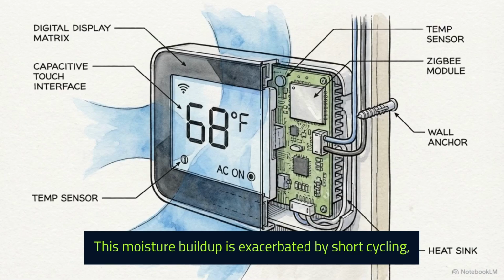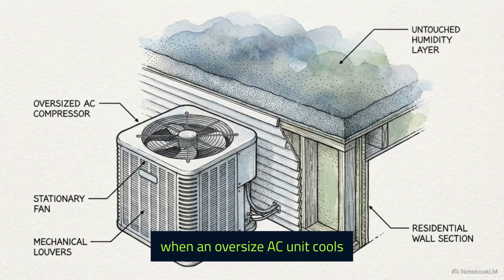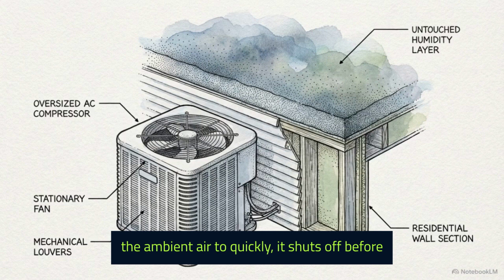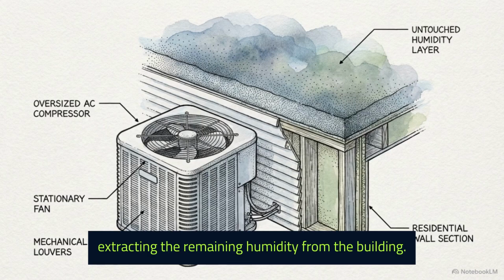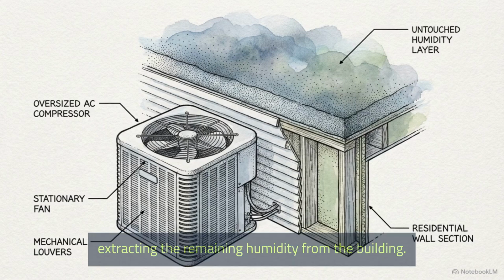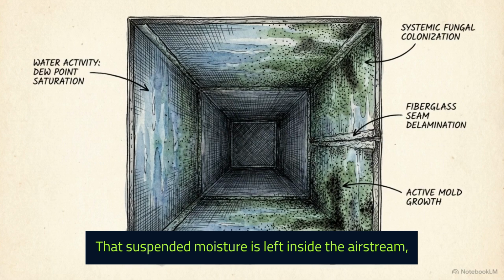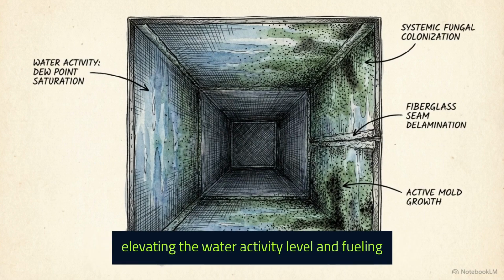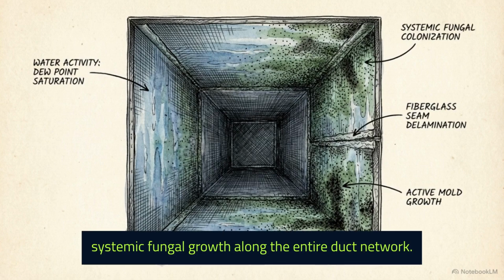This moisture buildup is exacerbated by short cycling. When an oversized AC unit cools the ambient air too quickly, it shuts off before extracting the remaining humidity from the building. That suspended moisture is left inside the airstream, elevating the water activity level and fueling systemic fungal growth along the entire duct network.